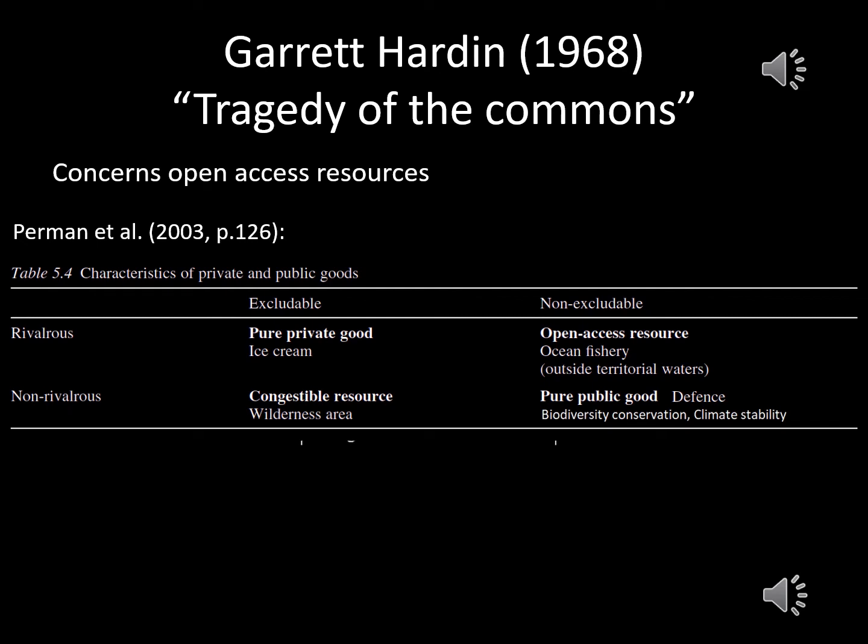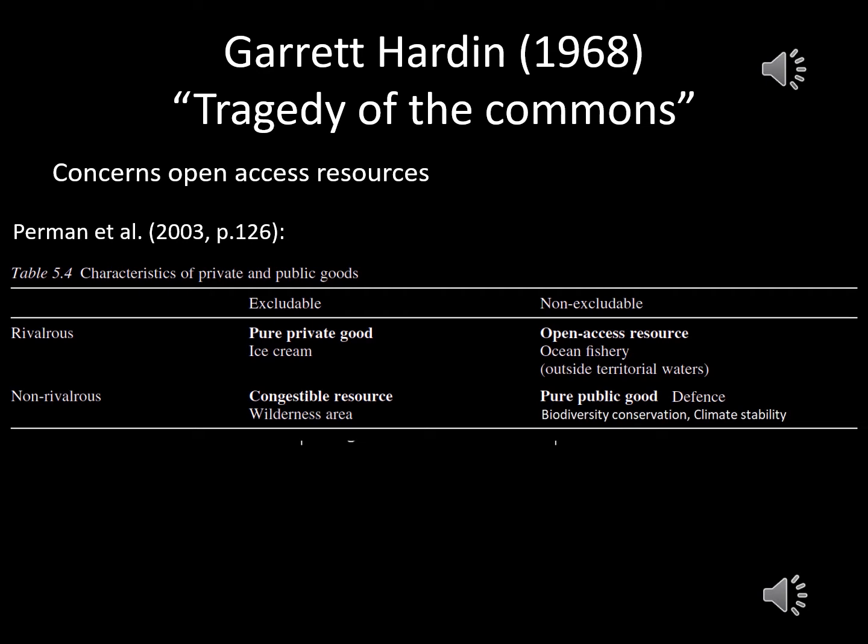Let us return to the overview table by Perman that classified goods according to their rivalrous and excludability characteristics. Next, we will talk about non-excludable rival goods, or open access resources such as fisheries. But one can also think of the use of aquifers or scarce freshwater bodies, areas for grazing of cattle or logging of forests.